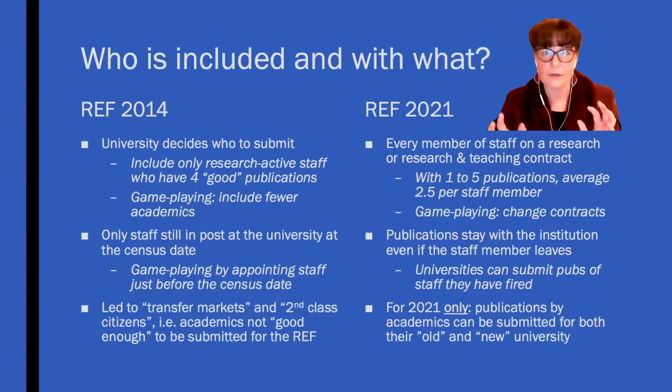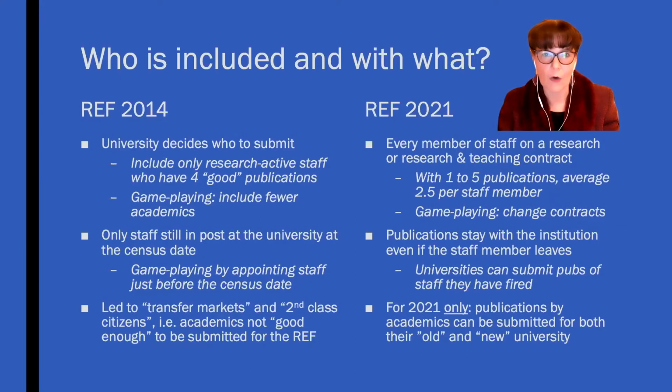So very different systems, very different consequences for individual academics. Then in 2014, universities could only submit staff who were employed at the census date, and the census date is July this year. So anyone who was employed at the census date could be submitted. So even people who were appointed 2 weeks before the census date could be submitted to the REF. And I see Louisa smiling and she's experienced enough to realize what the effect of that was, that people started to appoint academics with very good publication records just months before the census date.